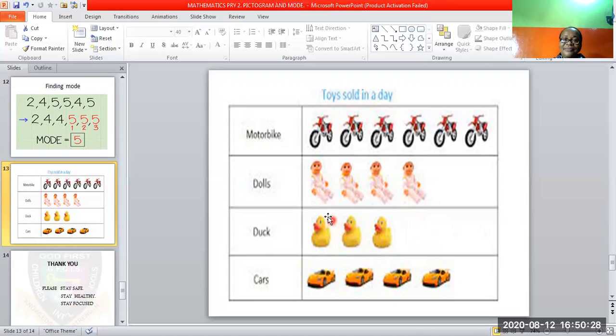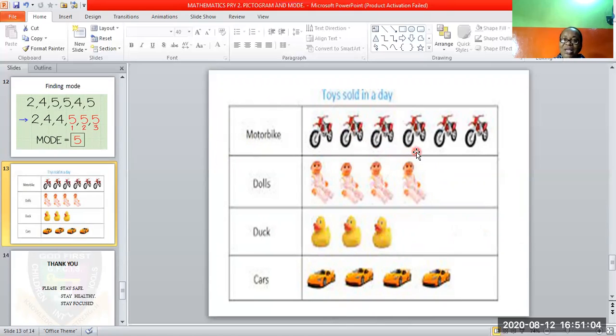The toy cars, we sold 4, and the dolls, we also sold 4. 4 dolls and 4 cars gives us the mode, number 4. Why? Because 4 is a repeated number. It's the frequent number of sales. Are we clear? Beautiful. So a pictogram shows us everything at a glance.